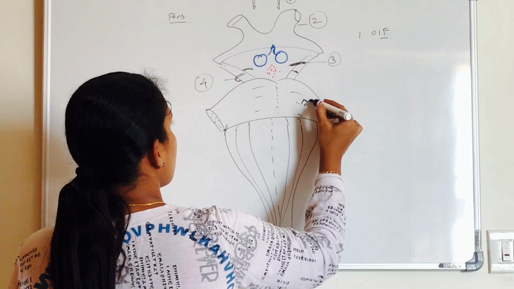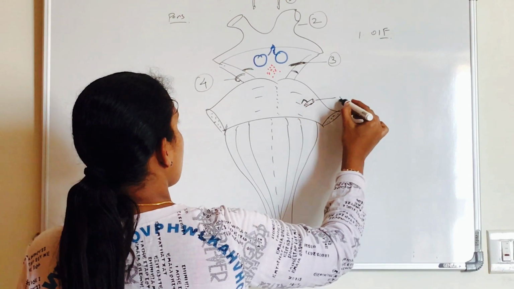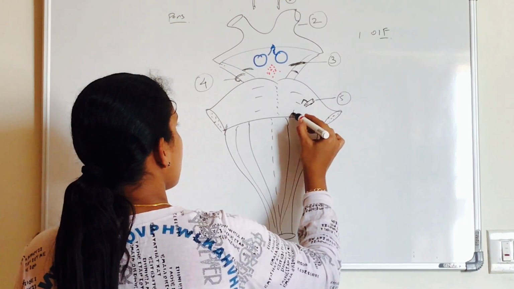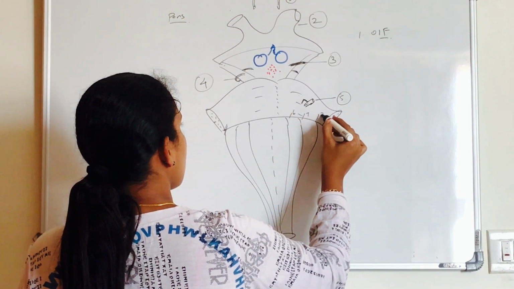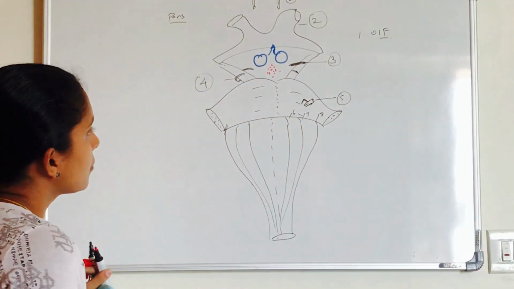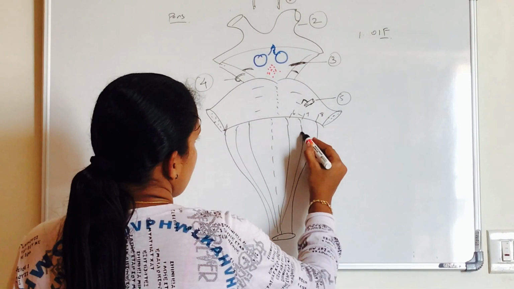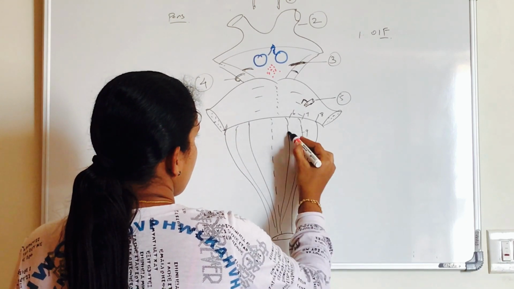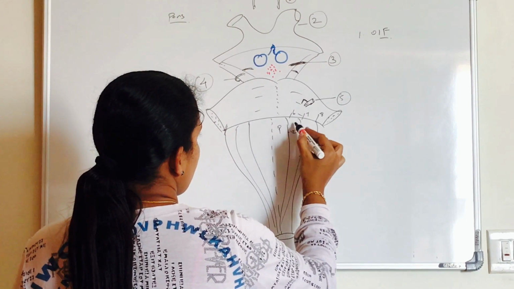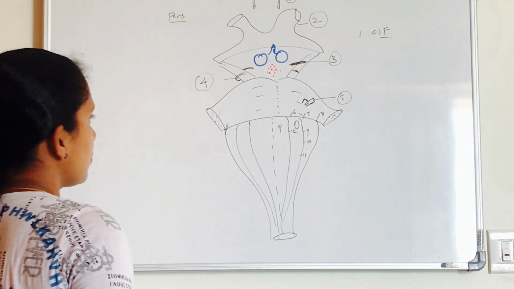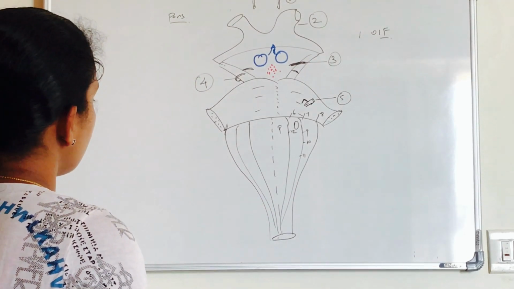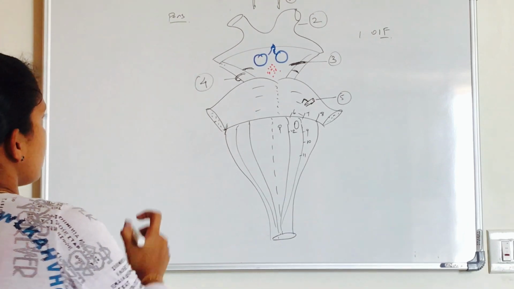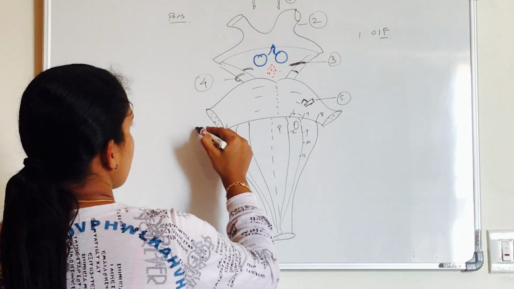The fifth, trigeminal nerve nucleus, is present in the pons. Sixth abducens, seventh facial, eighth vestibulocochlear, they are present at the pontomedullary junction. 9, 10, 11 present in the posterolateral sulcus of medulla, and 12 hypoglossal present in the anterolateral sulcus of medulla, which is between pyramid and olive.